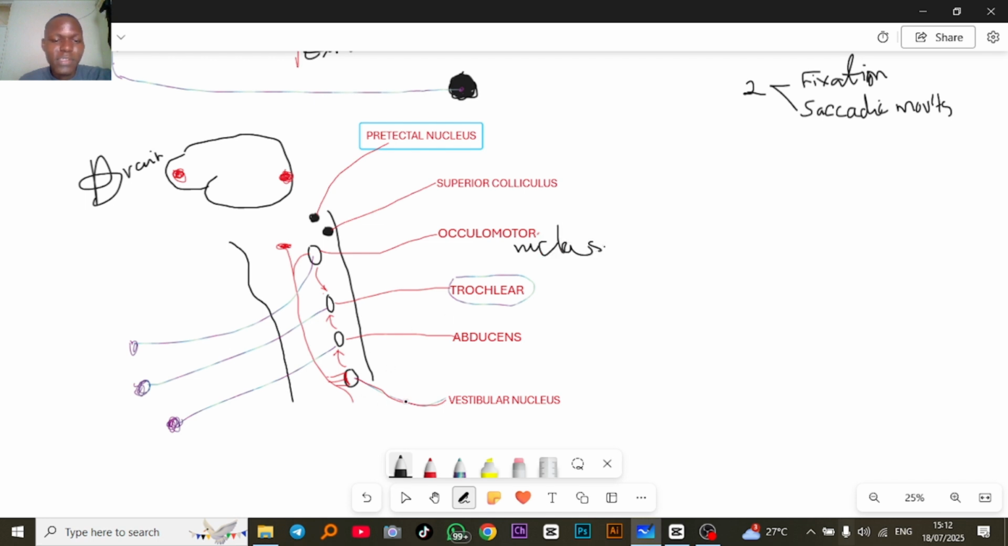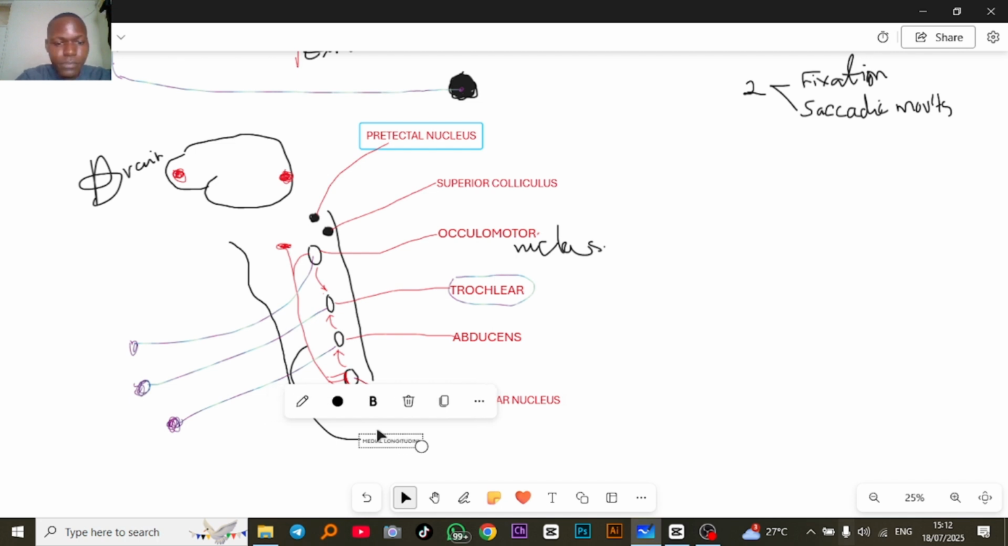So we have a connection between the vestibular nucleus and the oculomotor nucleus, which means that information from the vestibular, or about equilibrium, can actually be used to direct eye movements. That's what it implies. So what's this long connection? It has a name, and it's known as the medial longitudinal fasciculus.